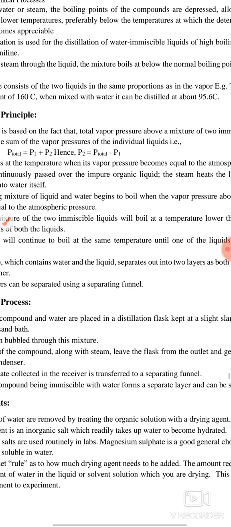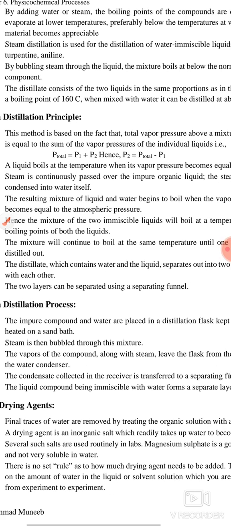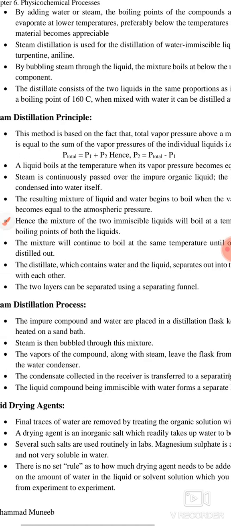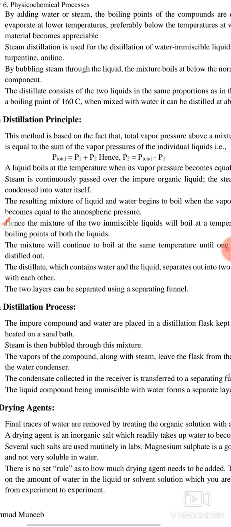The mixture of two immiscible liquids will boil at a temperature lower than the normal boiling points, and the mixture will continue to boil at the same temperature. The distillate will contain water as well as the liquid, which separates out into two liquids because they are immiscible.